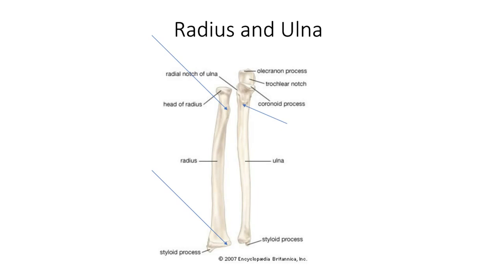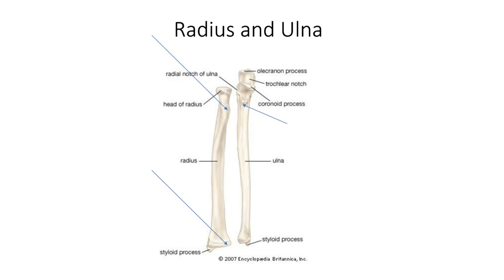The second blue arrow on the radius is pointing to the ulnar notch, which articulates with the head of the ulna, which is also located distally, and that forms the distal radio-ulnar joint. And the styloid process of the radius, that is the insertion for the brachioradialis muscle.